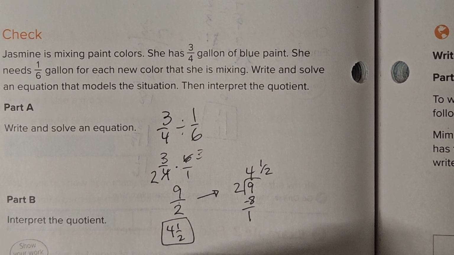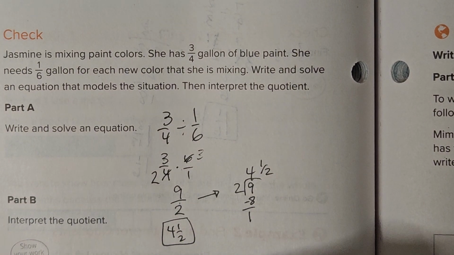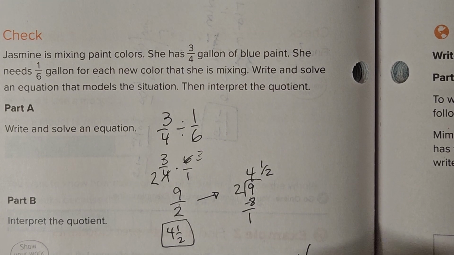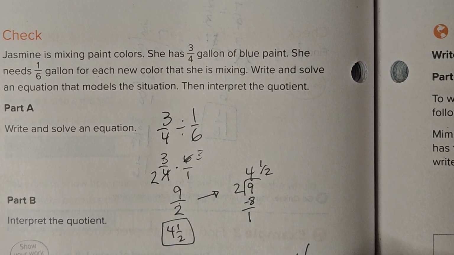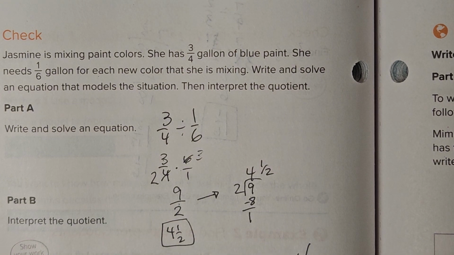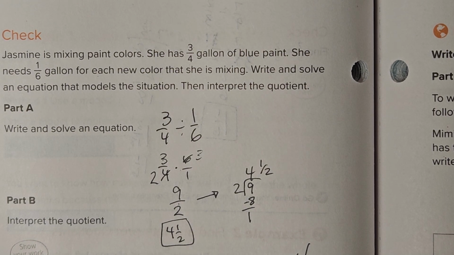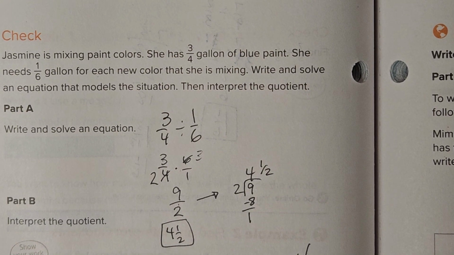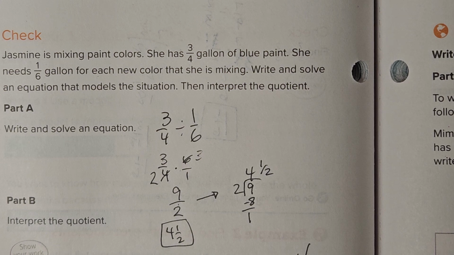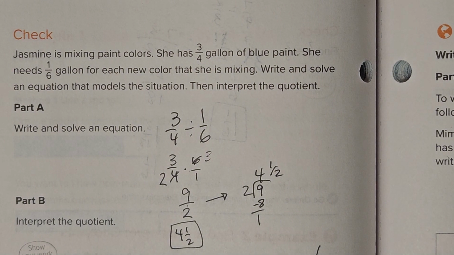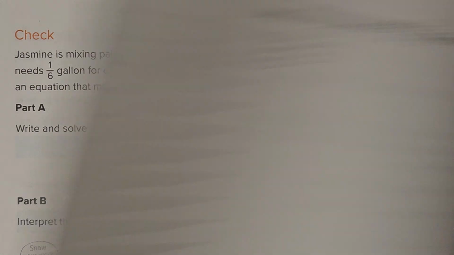Jasmine can make 4 new colors and will have some paint, the blue kind, left over.